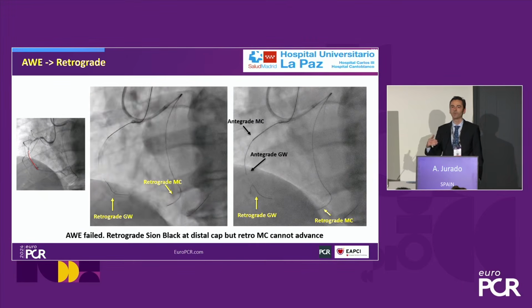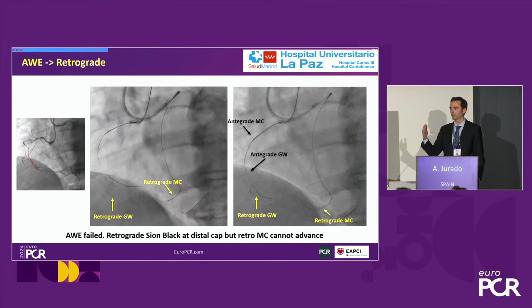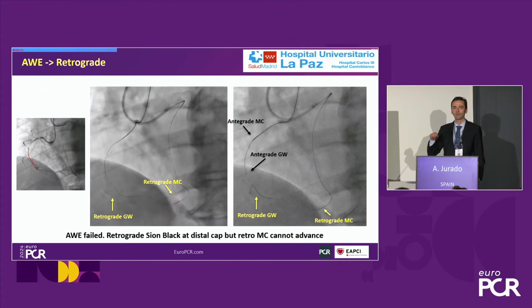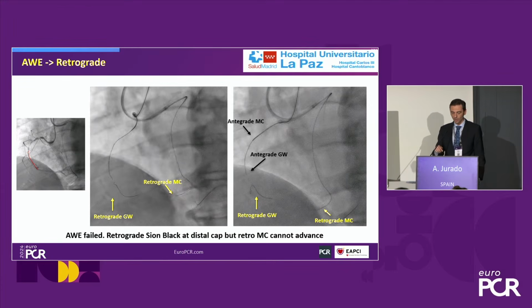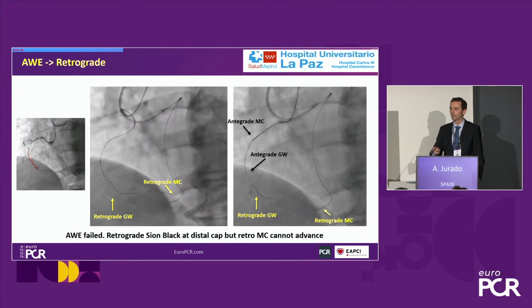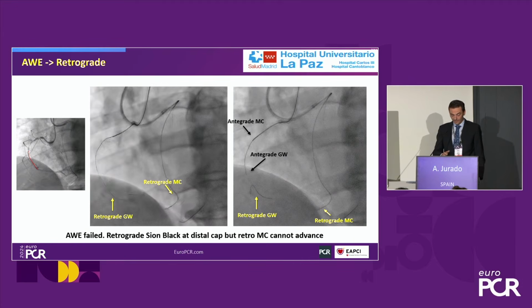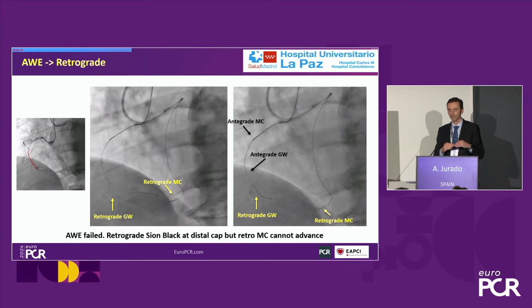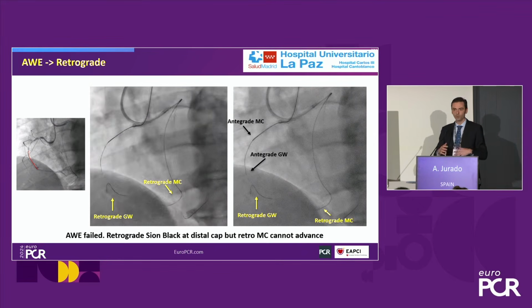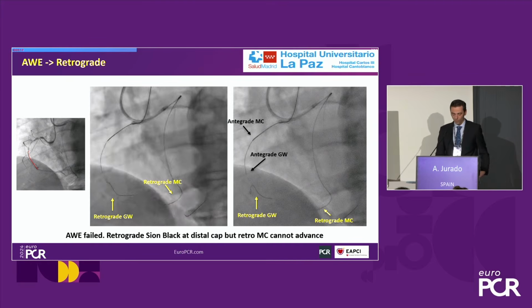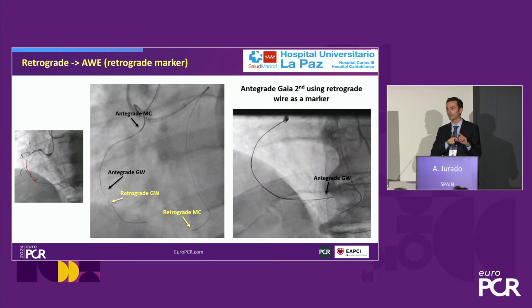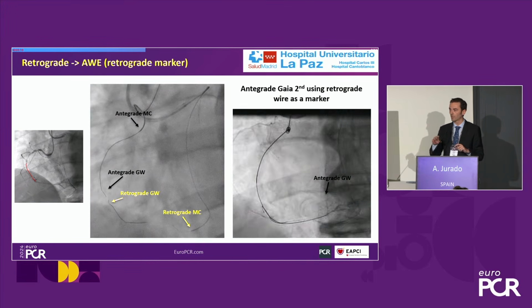We started antegrade. We failed with several wires. We quickly changed to the retrograde approach by the septals. An Ascension Black crossed easily to the distal cap. However, the retrograde microcatheter, as you can see here, couldn't cross the septal connection. So at that point, both wires, the antegrade and the retrograde one, were very close. So before doing more advanced techniques, we tried again to puncture with the antegrade wire, a Gaia Second, following the marker of the distal wire.